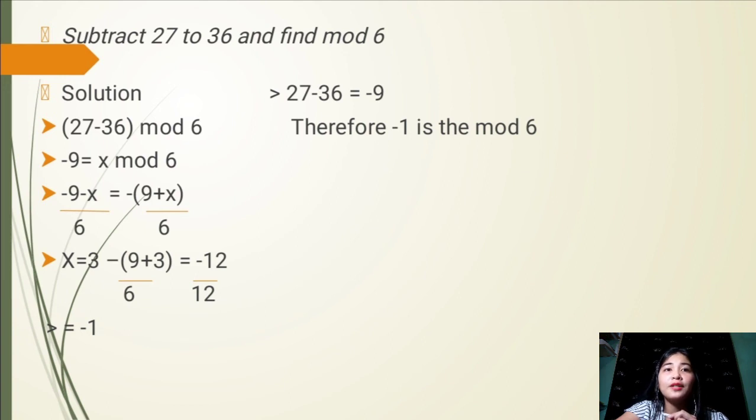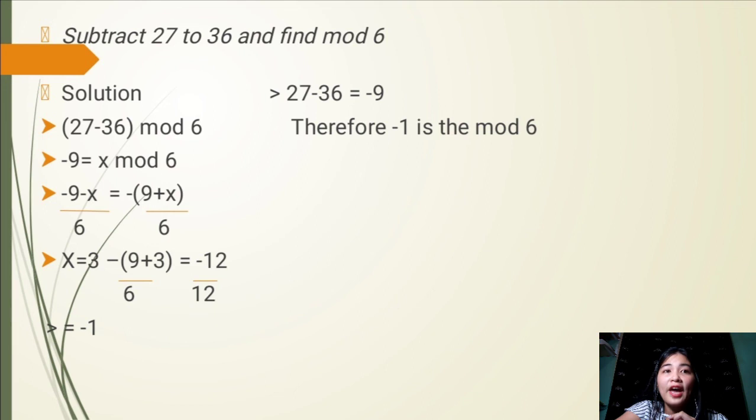So we must find the value of x so that negative 9 is congruent to x mod 6. The next step is to divide negative 9 minus x over 6. By definition, it is equivalent to negative 9 plus x over 6. To find the value of x, try to substitute the whole number values of x, so it might be 5, 4, 3, 2, 1.